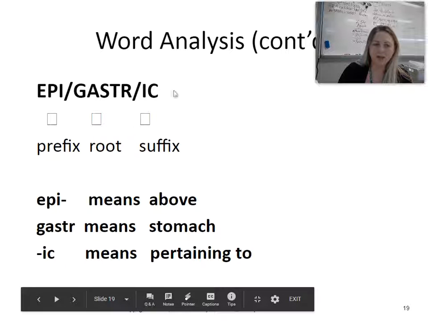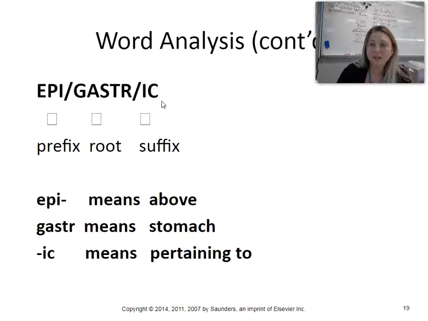Okay, so we'll start from the back. So ic means pertaining to. We're going to see that quite a lot. Ic or al are two of the more common ones. But ic is pertaining to. Epi is above, and gastro is the stomach. So this is pertaining to above the stomach. So think about some body parts that are above your stomach. We have our diaphragm. Our lungs and our heart are above the stomach. Technically, our head is above our stomach. So epigastric is a directional term pertaining to what is above the stomach.